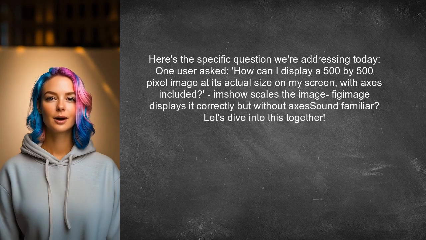One user asked, how can I display a 500 by 500 pixel image at its actual size on my screen with axes included? They found that using the imshow function scales the image, while figimage displays it correctly but without axes. Sound familiar? Let's dive into this together.